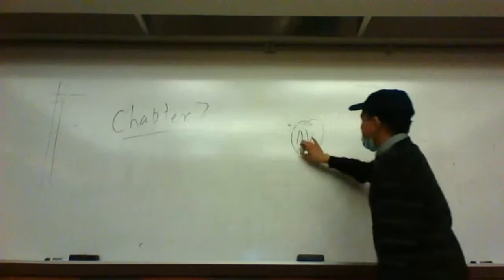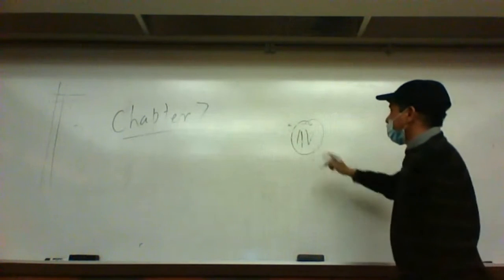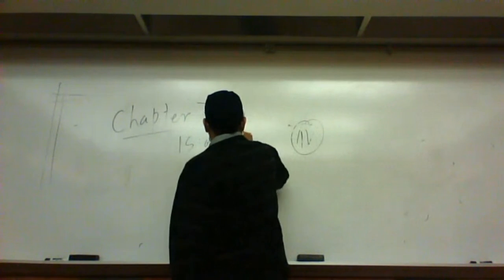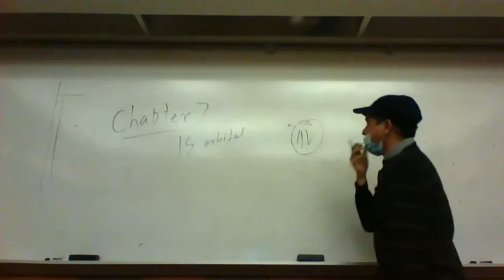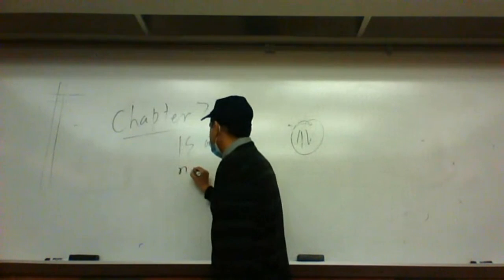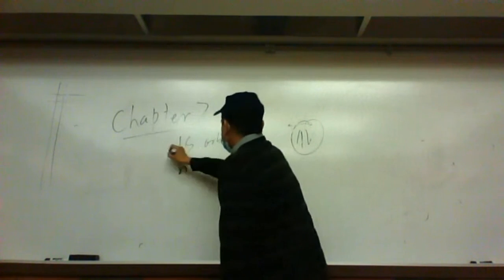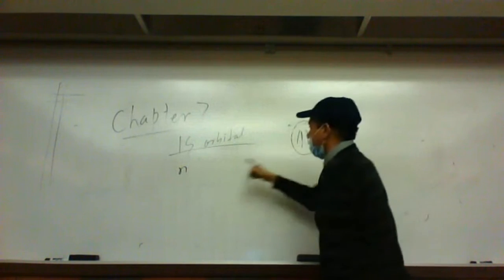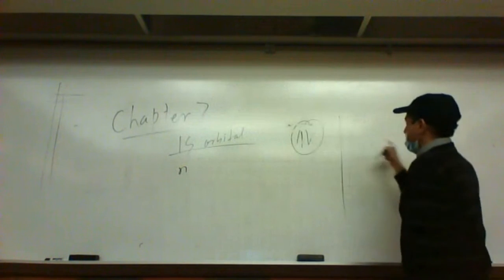So how many possible quantum numbers are there for this one? Let's say these are in the 1s orbital, and there are 2 electrons. How can I write the quantum numbers? So n is equal to 1. I have 2 electrons, so I'm going to write the quantum numbers for this one this way and for this one this way.